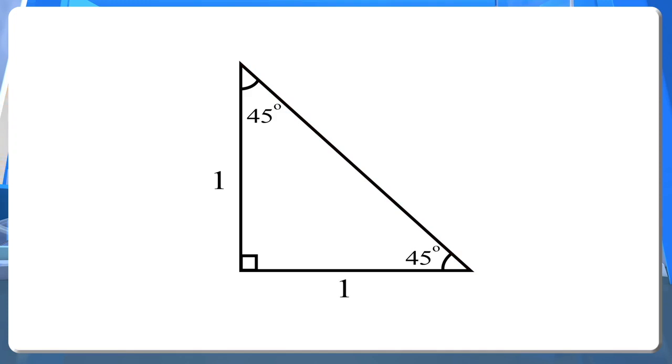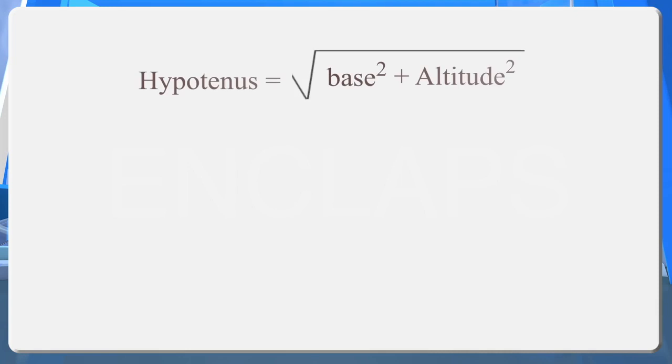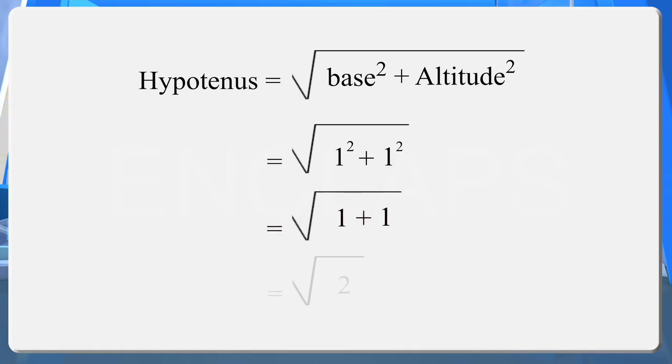Yes, Pythagoras theorem. According to the Pythagoras theorem, hypotenuse equals root of base square plus altitude square. That is root of 1 square plus 1 square. You know that 1 square is 1. So root of 1 square plus 1 square becomes root of 1 plus 1, and we get root 2. So the hypotenuse here is root 2. If we make a ratio of these three sides, we will get 1 is to 1 is to root 2.